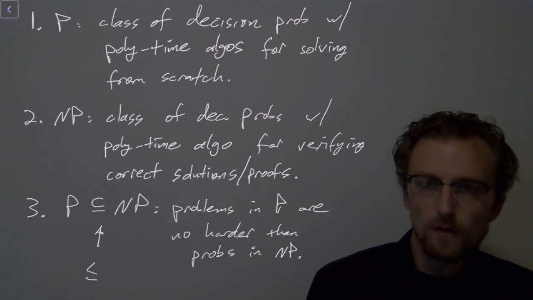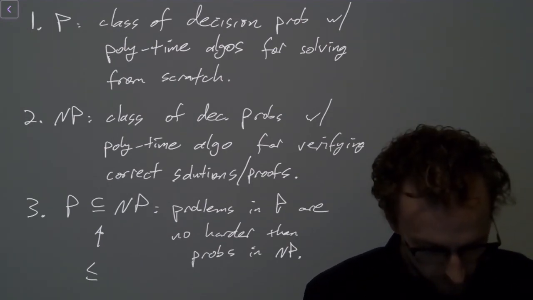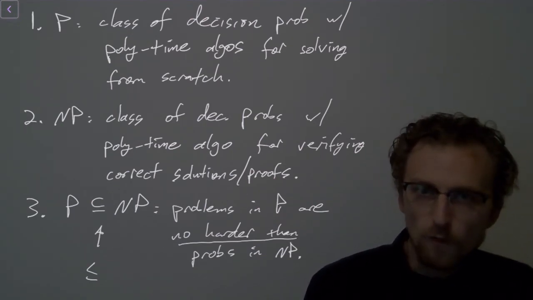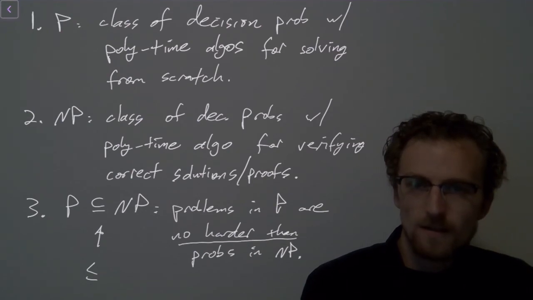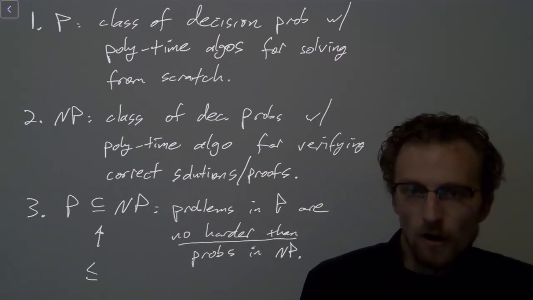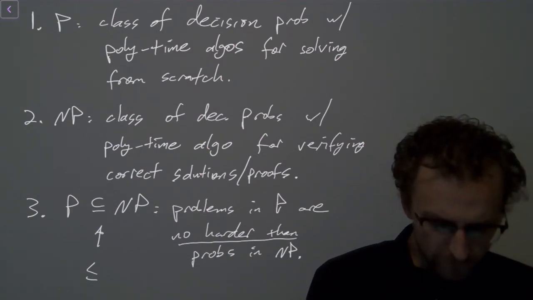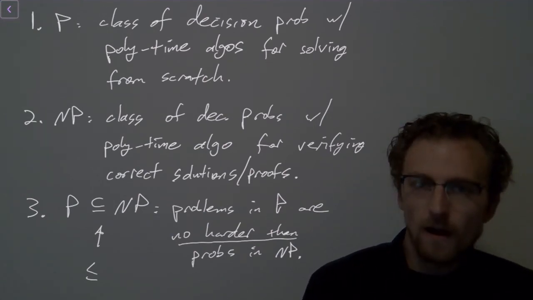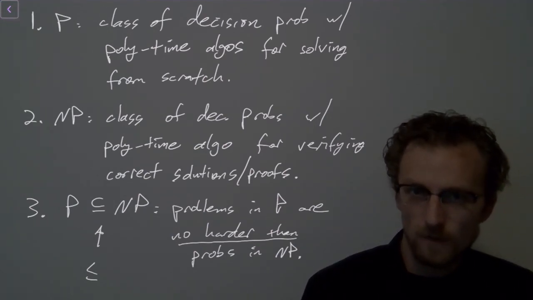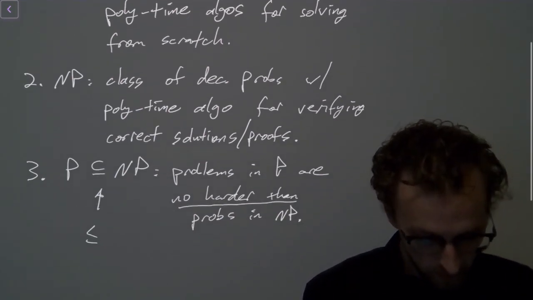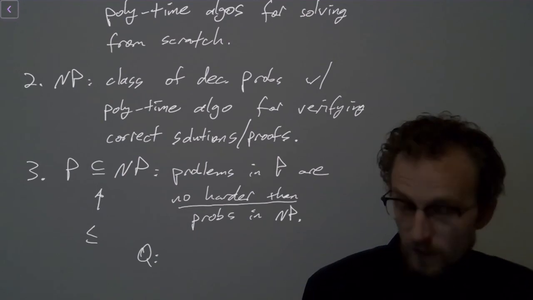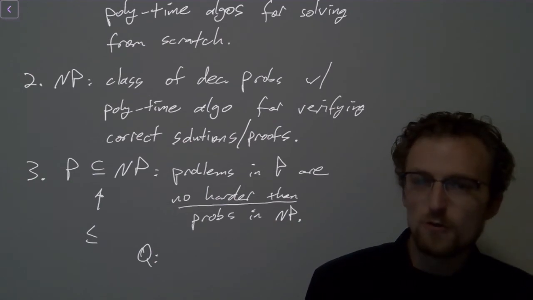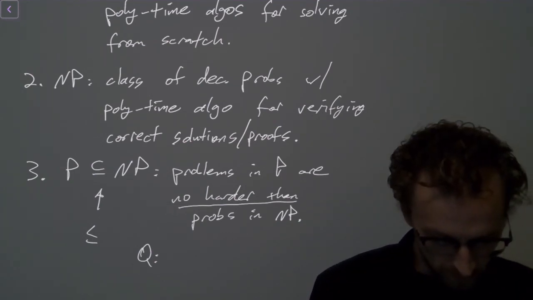So notice I've been very careful to focus on this less than or equal piece, right? All we know for sure, so far, is that problems in P are no harder than problems in NP. What we don't know, at least so far in this course, is whether or not problems in P are strictly easier than problems in NP. So the question we'll be addressing today is, we know that there's this less than or equal to, but are problems in P strictly easier than problems in NP?